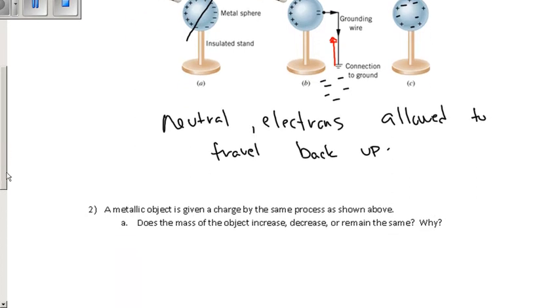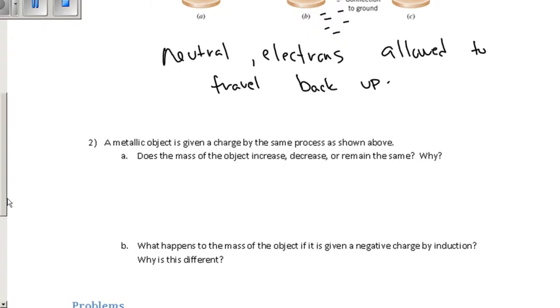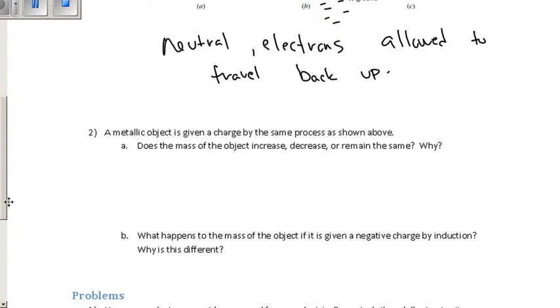Okay, we're going to add in question number 2 here. We have a metallic object charged by the same process shown above. So does the mass of the object increase, decrease, or remain the same? We find that it in fact does decrease. And it decreases by the number of electrons, or by the mass of number of electrons.